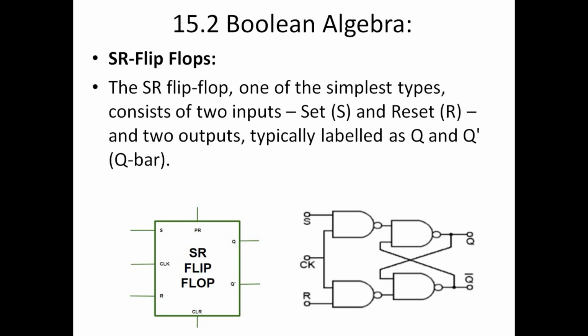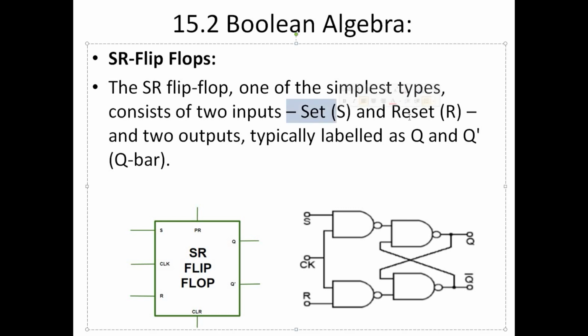So the SR flip-flop circuit looks something like this. It is made up of 4 NAND gates, and traditionally in electronics we usually draw it like this. It is one of the simplest types of circuit, consisting of 2 inputs, a set and a reset, as well as 2 outputs, typically labeled as Q and Q bar or Q complement. This is the clock signal. It is an input, but it is generated automatically.